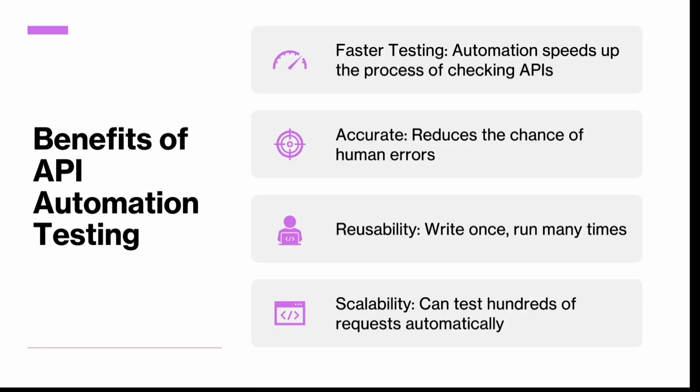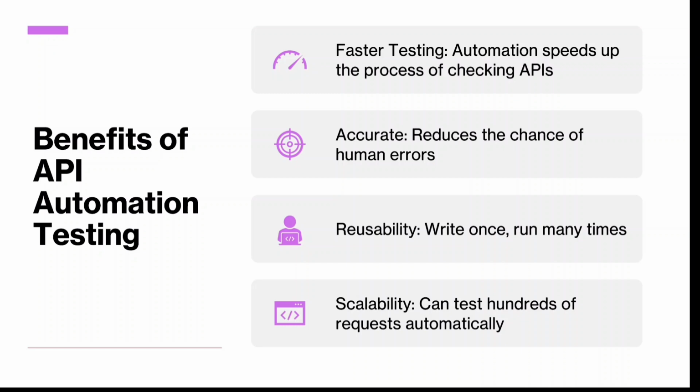Now we have some benefits of API automation testing. First is faster testing. Our automation speed will be super fast. Another is it is very accurate, so there are no chances of human interruption or human error. And then there is reusability. We just need to write the script one time, and then we can run the same script multiple times. Another is scalability.